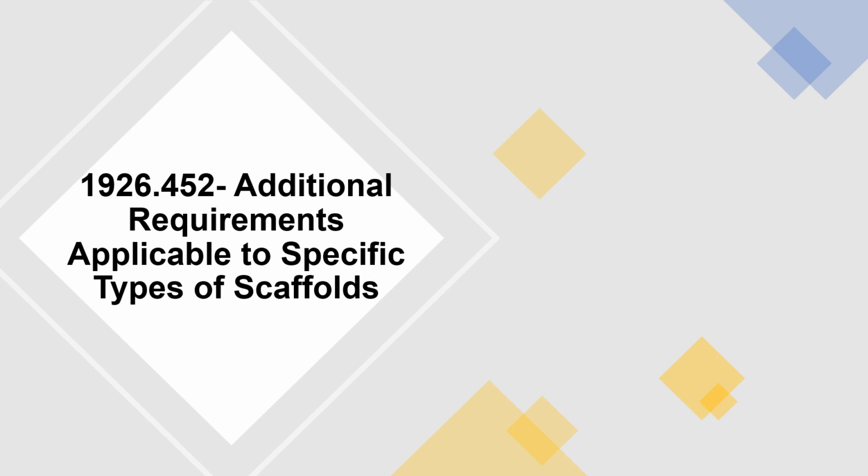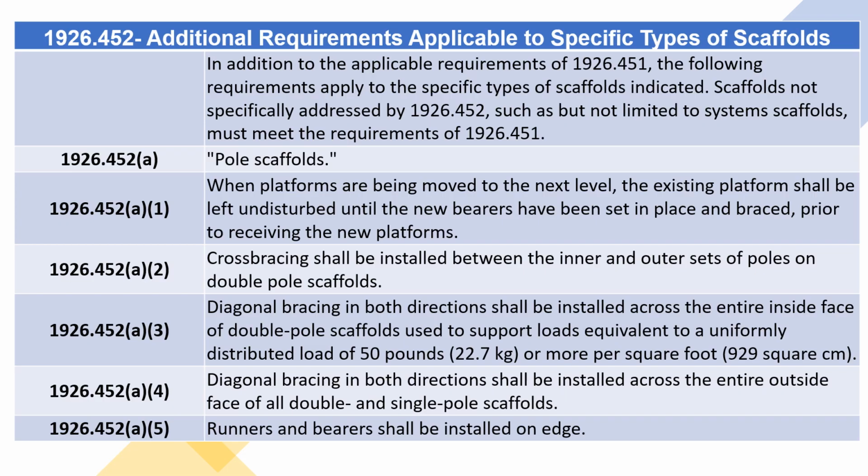1926.452 Additional requirements applicable to specific types of scaffolds. In addition to the applicable requirements of 1926.451, the following requirements apply to the specific types of scaffolds indicated. Scaffolds not specifically addressed by 1926.452, such as but not limited to systems scaffolds, must meet the requirements of 1926.451.